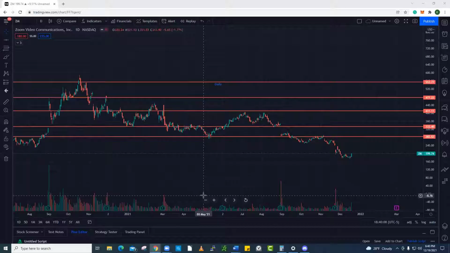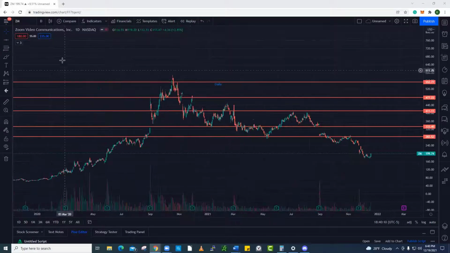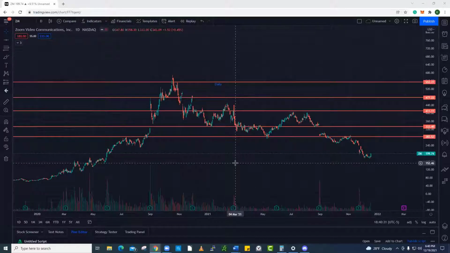So we got started, guys. For anybody that's late, I'm starting with a fresh chart. We're looking at Zoom. And I'm going over levels very briefly to set up volume. So I'm showing you guys what price levels really represent.